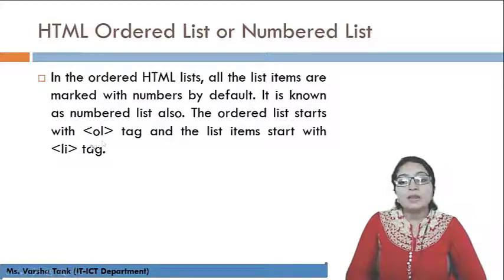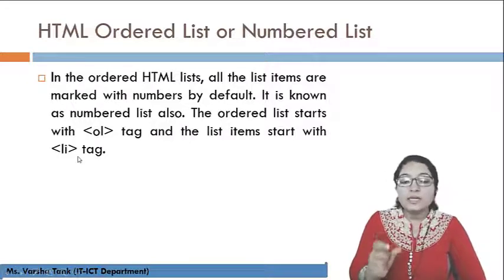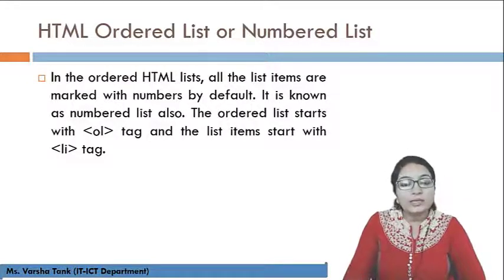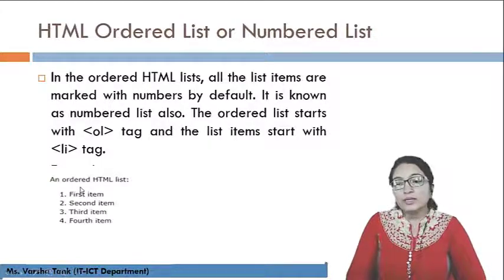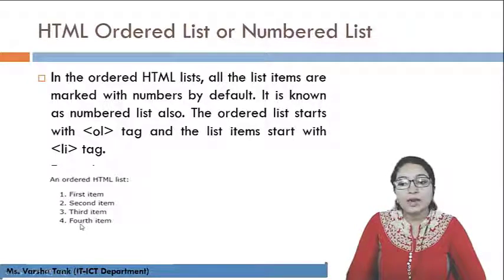The ordered list starts with the OL tag and the list item starts with the LI tag. So whatever list items you want to define, you have to use the LI tag, and for an ordered list you have to use the OL tag. Here you can see this is an ordered HTML list. This is the ordered content: 1, 2, 3, 4, first item, second item, third item, and fourth item. Whenever you use the ordered list, it will display the content in this format.